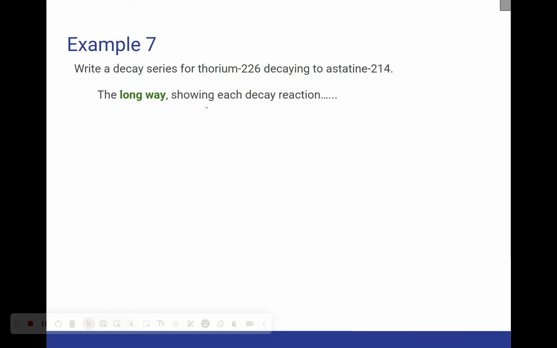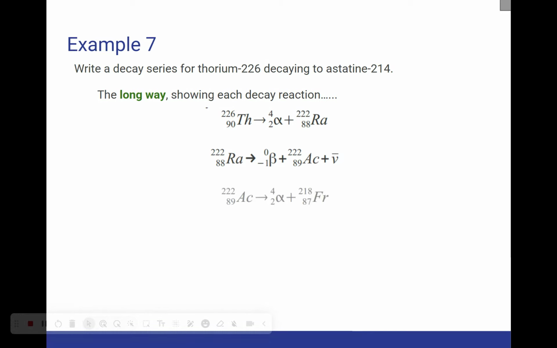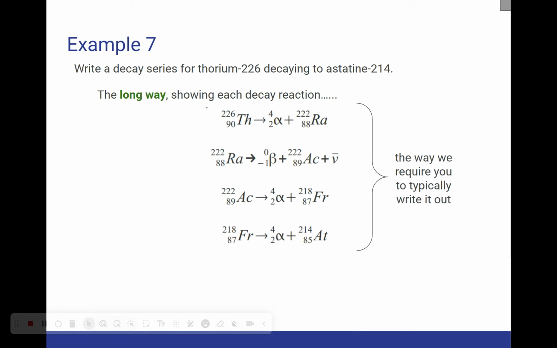So if I was going to show this the long way, I could show thorium-226 doing an alpha decay to become radium-222. The radium-222 becomes my new daughter nucleus and goes through a beta negative decay and makes actinium-222. Don't forget that antineutrino there. And then the actinium-222 goes through its own alpha decay, makes francium-218, and then the francium does its final step, an alpha decay, to make astatine-214.